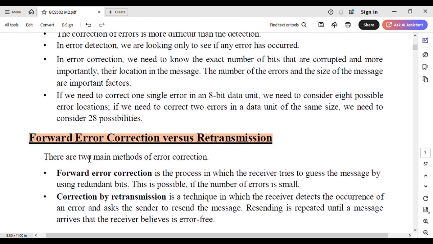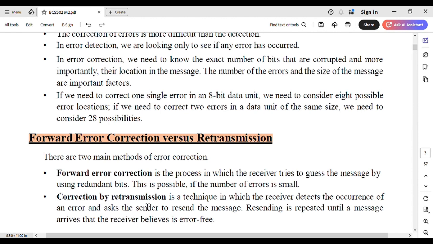Next, forward error correction versus retransmission. There are two main methods of error correction: forward error correction and correction by retransmission. Forward error correction is the process in which the receiver tries to guess the message using redundant bits. This is possible if the number of errors is small. Just now I told you that when the number of input bits is small, we can easily identify them.